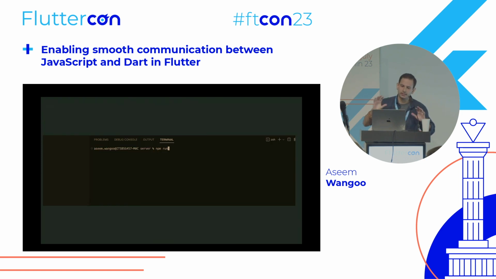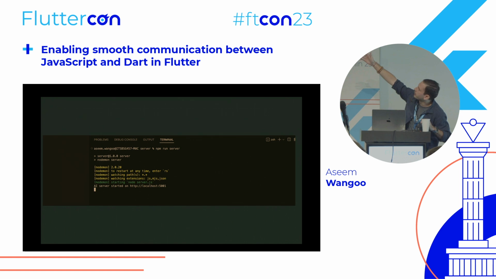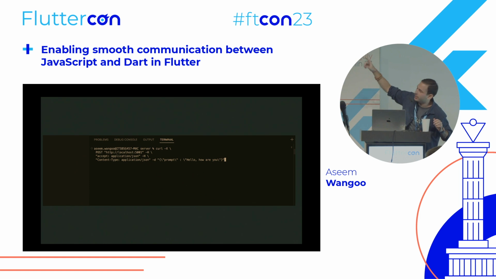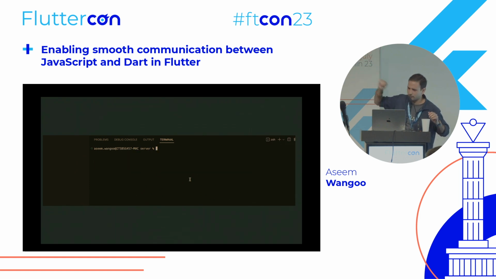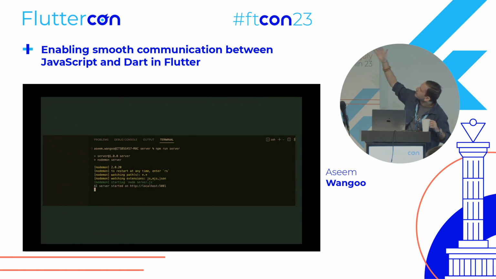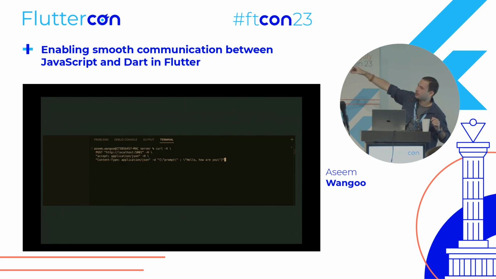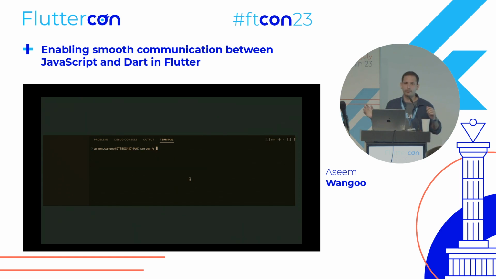Cool. So if this is done correctly, we should run our server using npm run server. This starts on 5001. And if we curl, we are sending a prompt, hello, how are you? And the GPT server responds, doing well, thank you, how about you? So this is JavaScript server running locally.